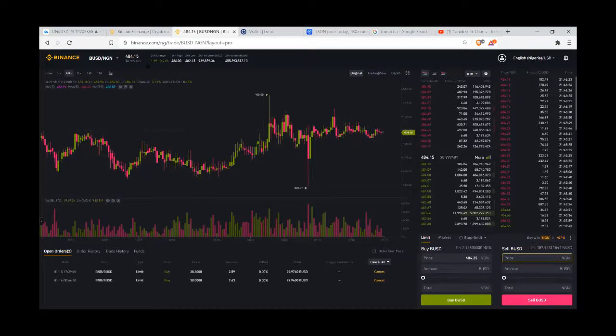What is the price of dollar now? I can look at it from here, or I can look at it from here. The price of dollar is 484. Okay, and I say, oh, I want to sell my dollar for 490. So how many dollars do I want to sell? I can say the amount I want to sell is maybe $100. You see, automatically it has given me the total amount I'm going to sell in Naira.